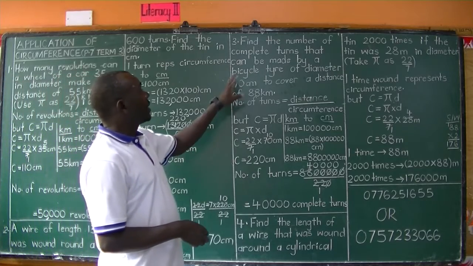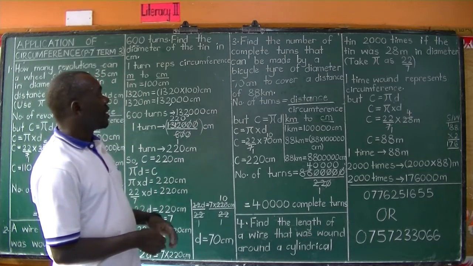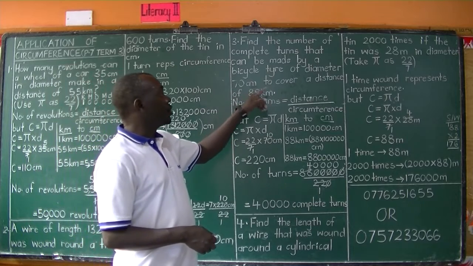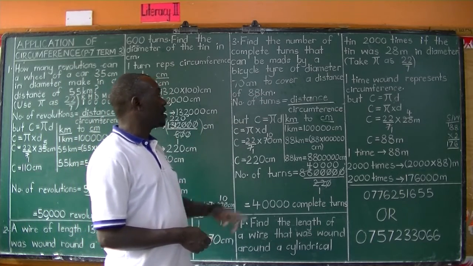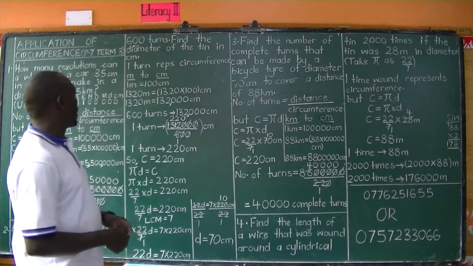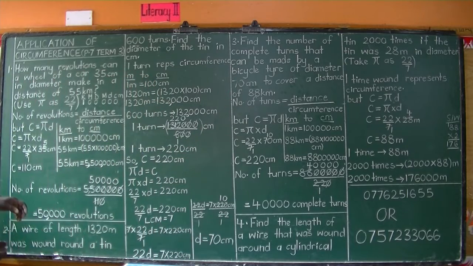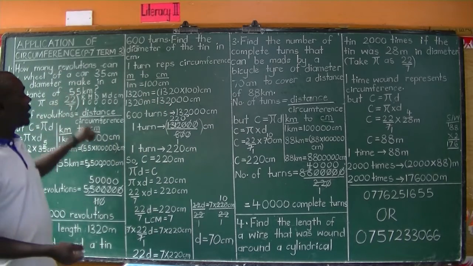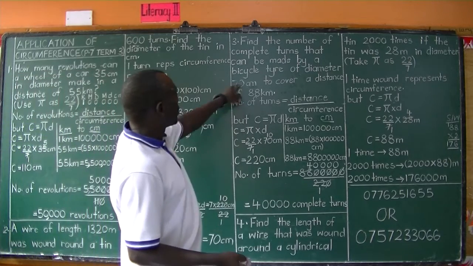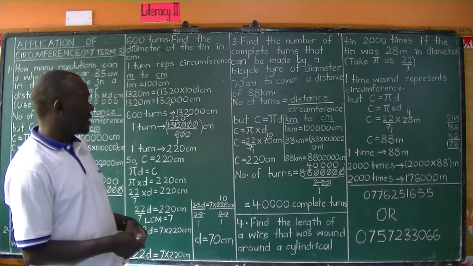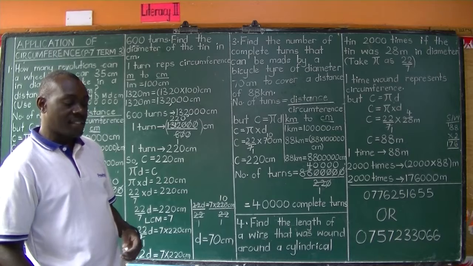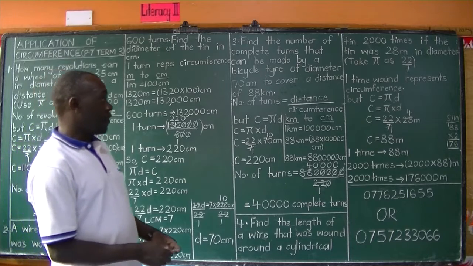It reads: find the number of complete turns that can be made by a bicycle tire of diameter 70 centimeters to cover a distance of 88 kilometers. That question is directly related to number 1, given the diameter and the distance. So the diameter is 70 centimeters and the distance is in kilometers. The turns are the same as revolutions, the same as rotations. So the formula is the same.